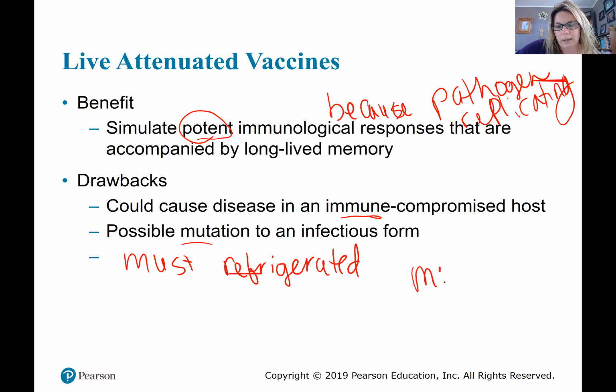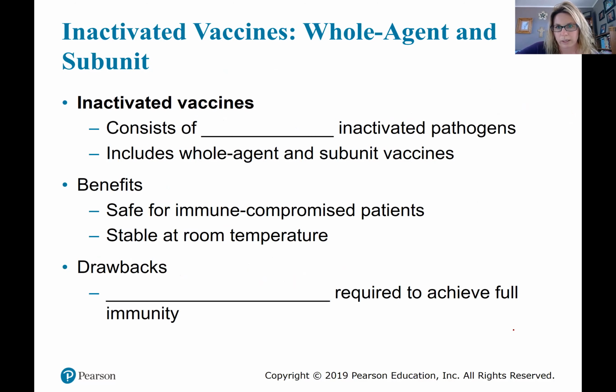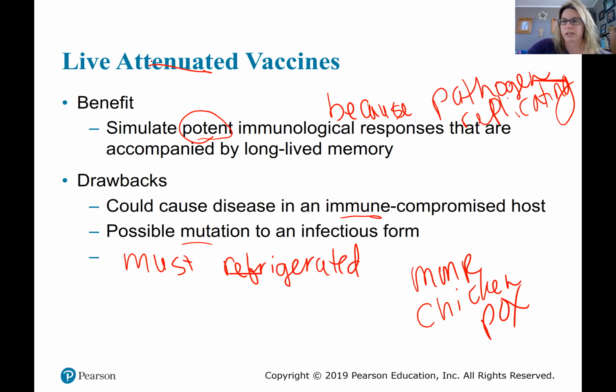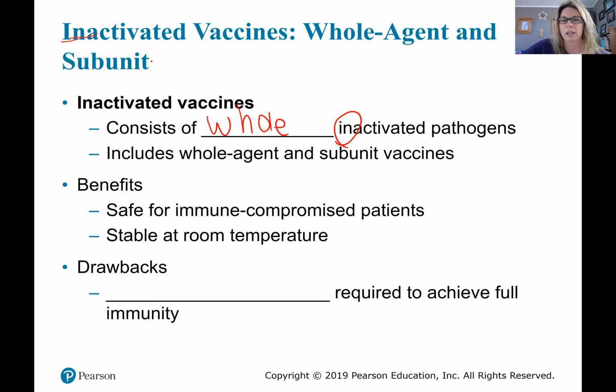Okay, again, this is things like MMR and chickenpox vaccines that are attenuated. Okay, so the rest of these are going to be inactivated, so they're not going to be able to reproduce. And one type of inactivated vaccine is the whole agent or whole pathogen is going to be delivered, but they're inactivated. Okay, so the whole attenuated virus is put in here, but it's still alive. Here, you put in the whole dead pathogen.